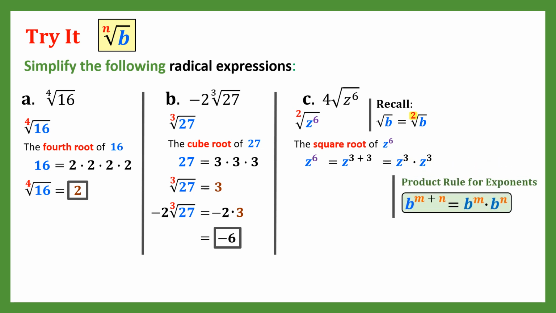Again, this expression is obtained by using the product rule for exponents. If you wish to review this rule, please review the video titled The Product Rule for Exponents. So now we know that c cubed times c cubed equals c to the power of 6. And so, the square root of c to the power of 6 equals c cubed, which means 4 times this expression equals 4 times c cubed. And this is the result of the third example. With this last result, we conclude our discussion on radical expressions and its notation.